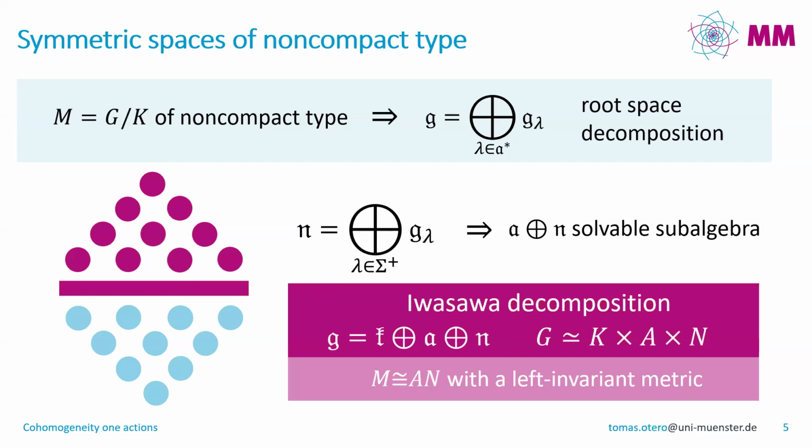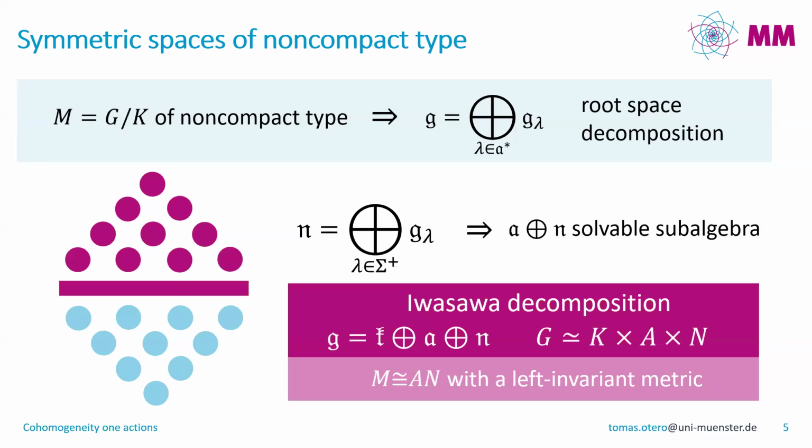And we have the Iwasawa decomposition theorem, which states that g, the isometry Lie algebra, splits as a vector space direct sum of the isotropy Lie algebra k plus a plus n. And there's an analog known as the global Iwasawa decomposition at the level of Lie groups, which states that G is diffeomorphic as a manifold to this product K times A times N.